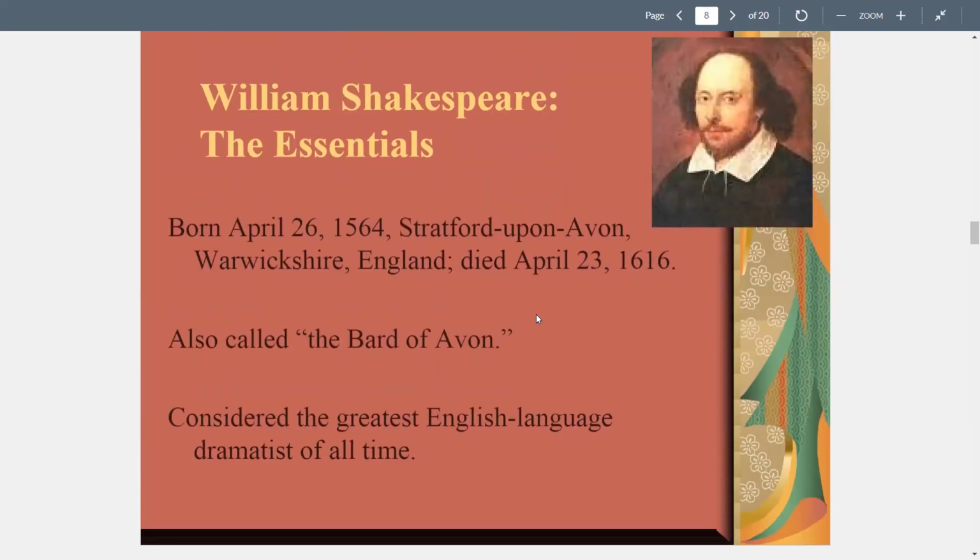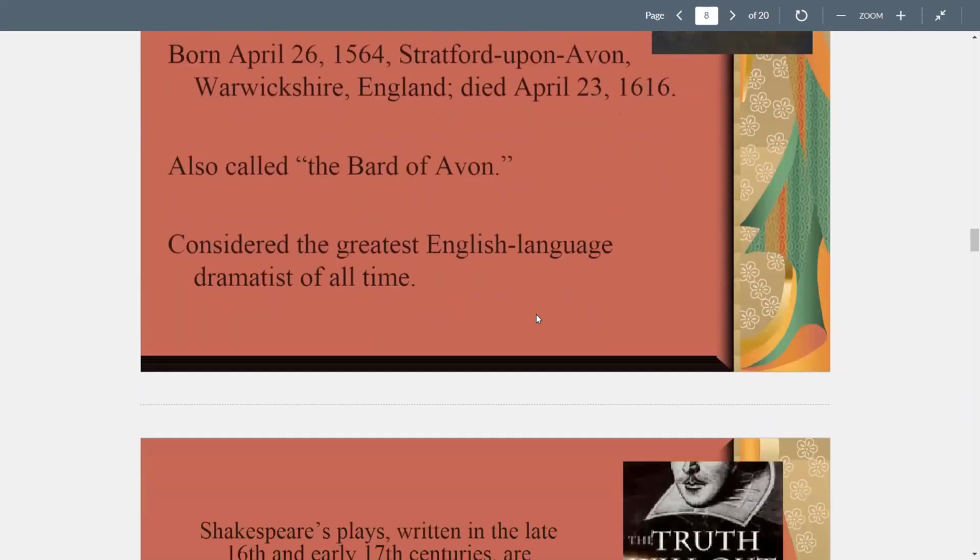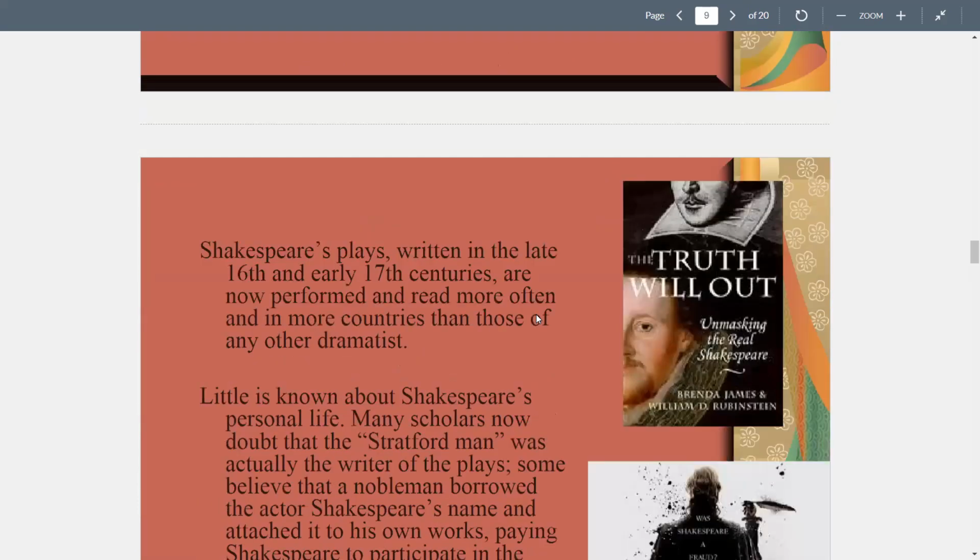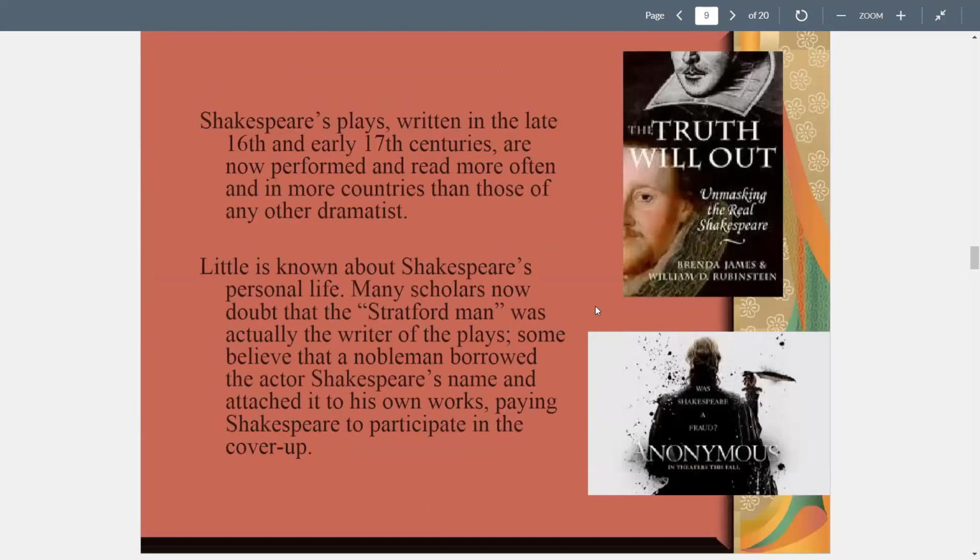He's also called the Bard of Avon, and he's considered the greatest English language dramatist of all time. Part of that is because of the extensiveness of his repertoire of plays, but also because he created all kinds of different words and phrases for language. His plays were written in the late 16th and early 17th centuries. They're now performed and read more often and in more countries than those of any other dramatist.